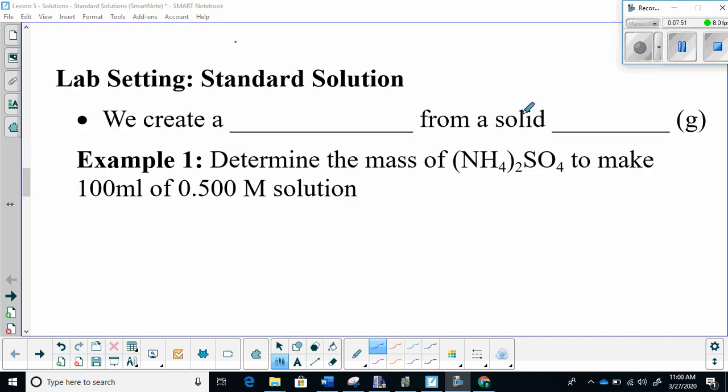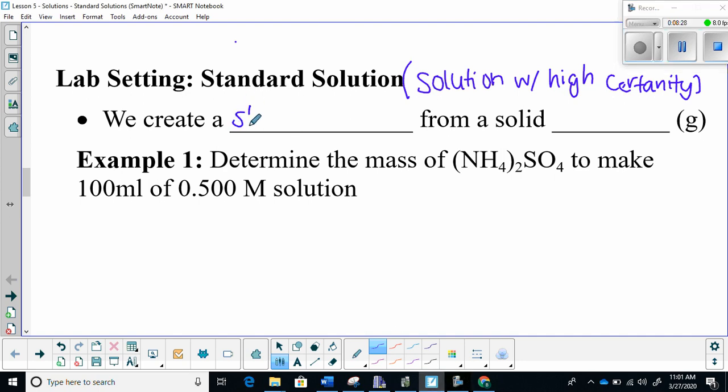All right, so in a laboratory setting, we make these things called standard solutions. Basically, a standard solution is a solution with high certainty of concentration. That means if it says it's 0.5 moles per liter, then it is exactly 0.5 moles per liter. Okay, hold on. I'm going to write this word in the back. Okay, so it's a solution with a high concentration certainty.